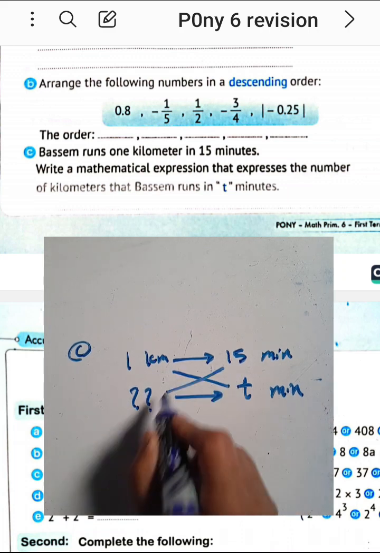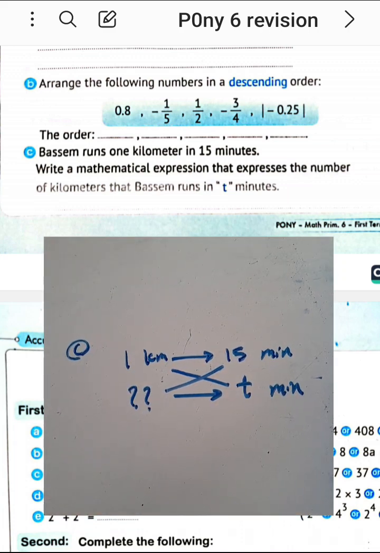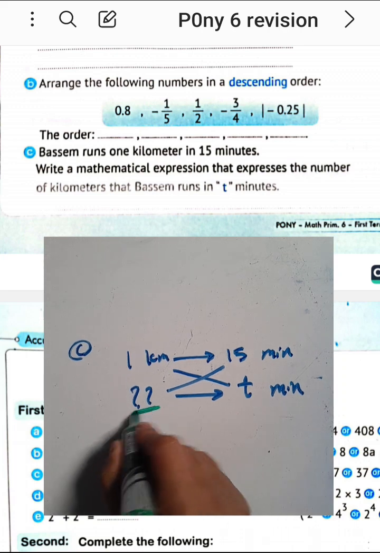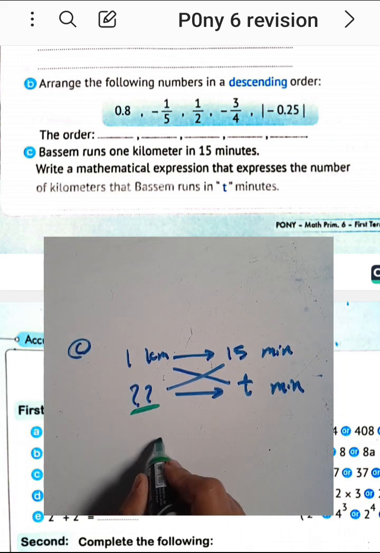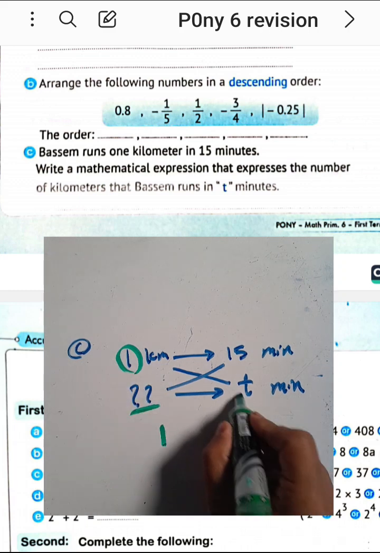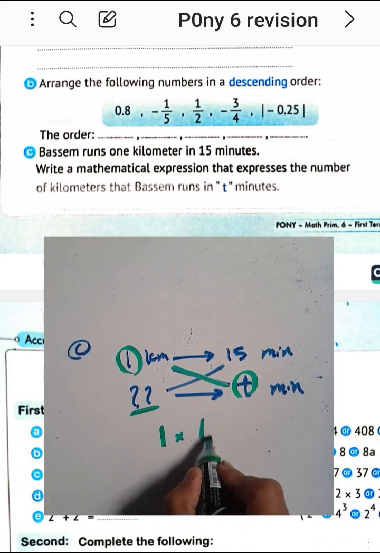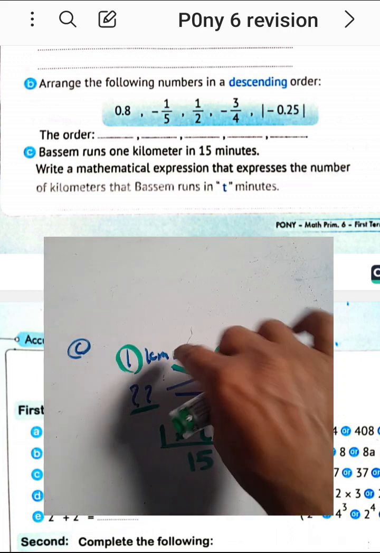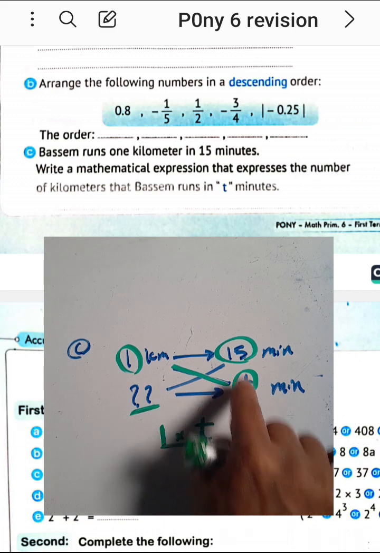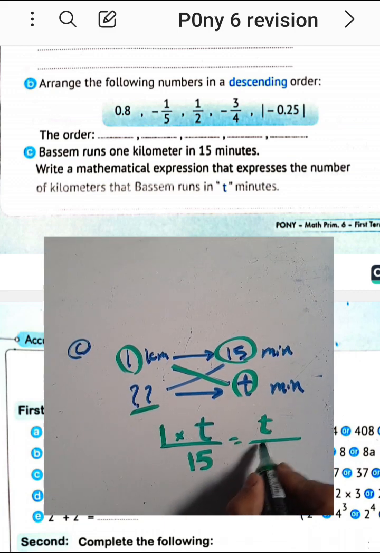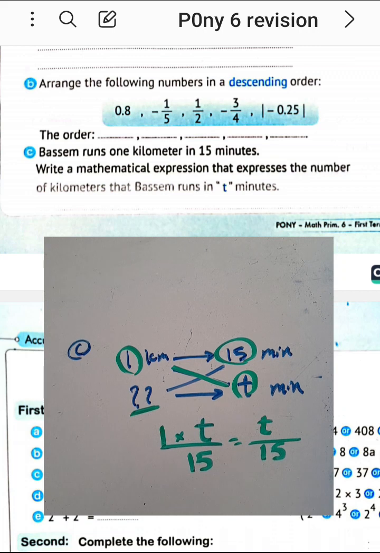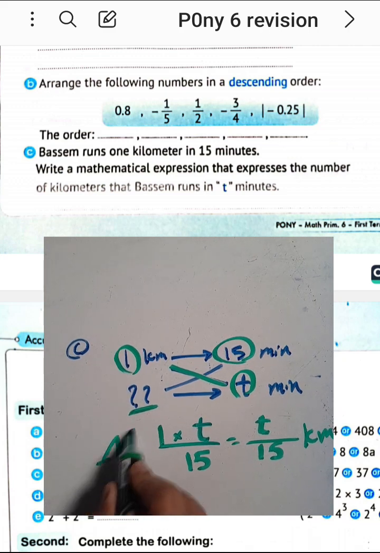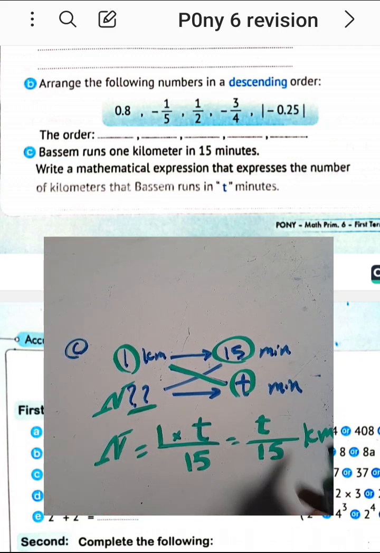We can use the rule here, the product of extremes equals the product of means. Then I put here an unknown number, it will be what? 1 times t divided by 15. The product of extremes equals the product of means. Then 1 times t divided by 15. The result will be t over 15. Okay, t over 15 kilometer. This is the number of kilometers that Basim runs, it will be t over 15 kilometer.